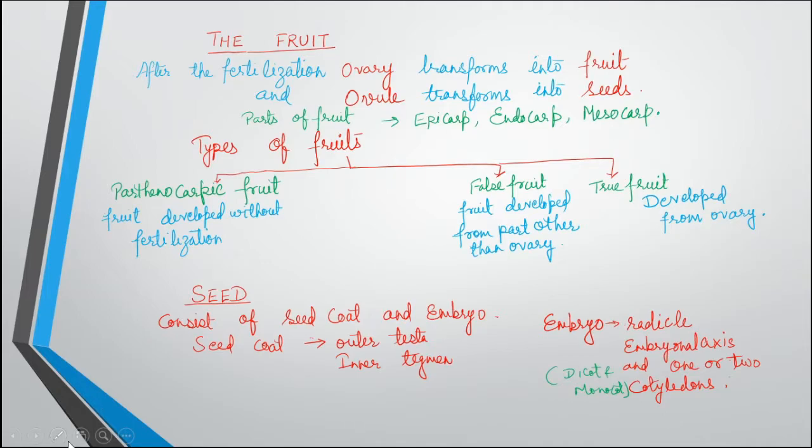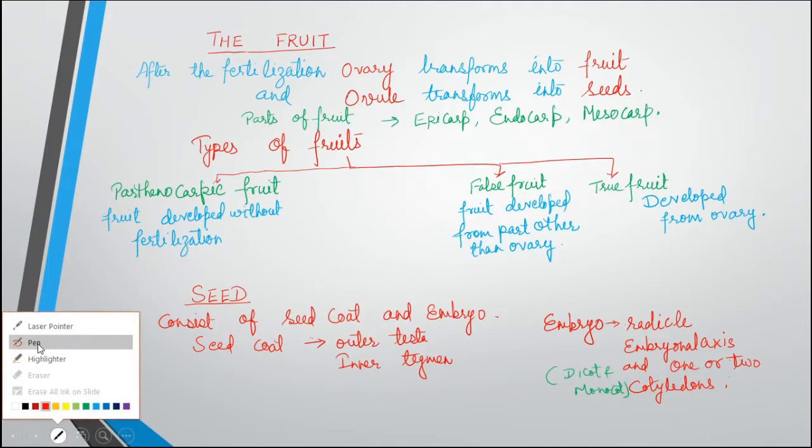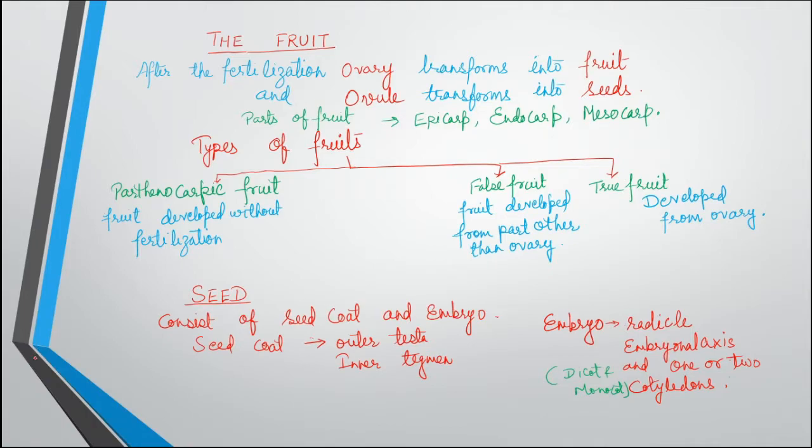Now we will discuss the structure of fruit. After fertilization in the flower, that is when the male and female gametes are produced, they will undergo the process of fertilization after pollination. Then the product of fertilization is fruit. That means the ovary will be transformed into the fruit, and the ovule will be transformed into the seed. In gymnosperms the ovules or seeds are naked, no fruit wall is there. Fruit is present only in the angiospermic plant.